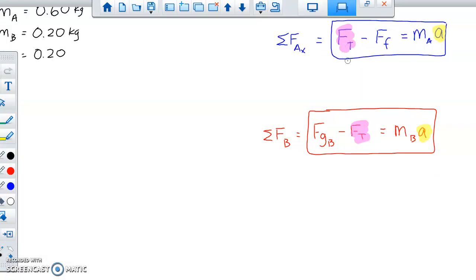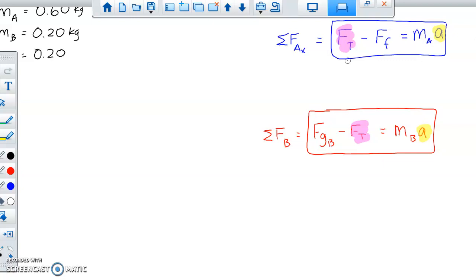All right, I'm back and I'm going to continue to explain the modified Atwood's machine problem with friction. What we left off with was we created net force equations for both the A and the B blocks. And I've erased some things so I can make room to do some math here and actually calculate what the acceleration of the blocks are going to be.